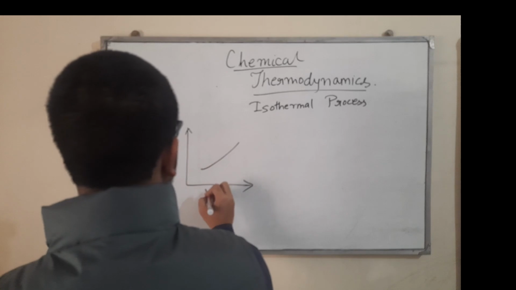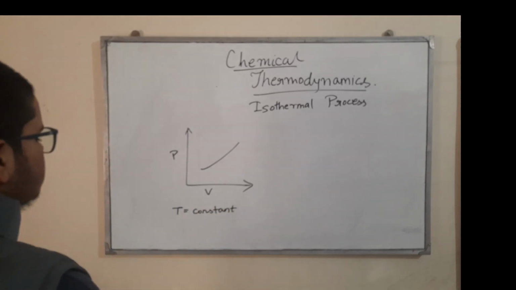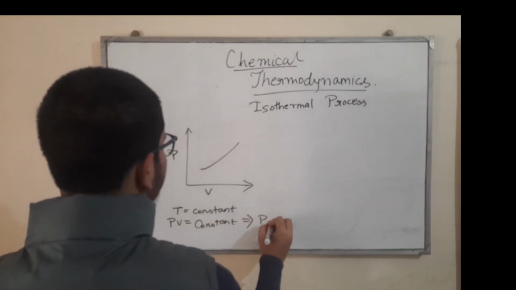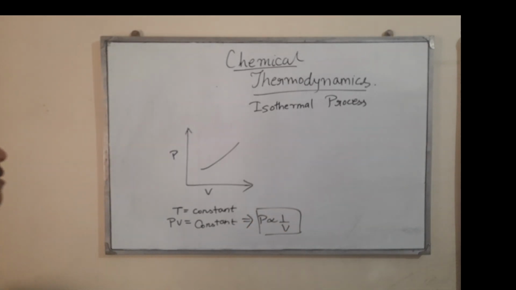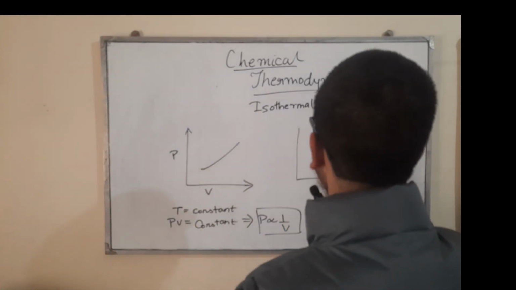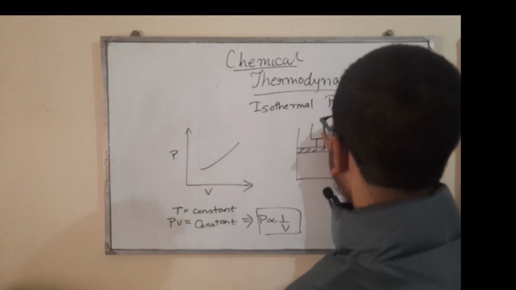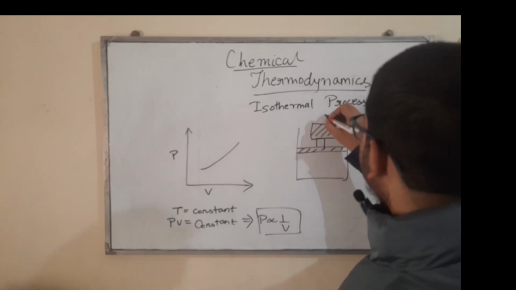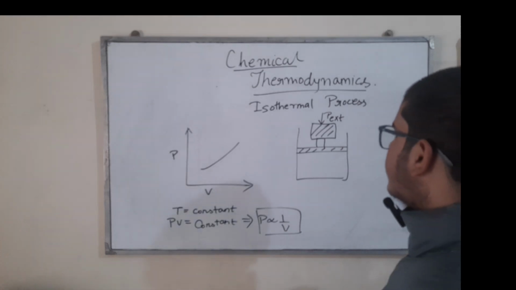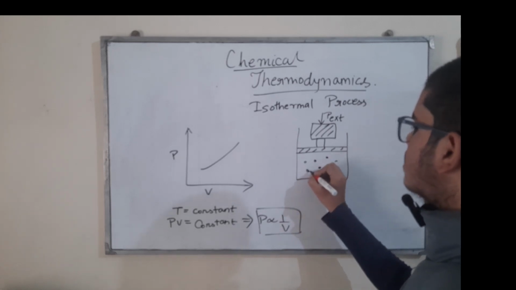So if we take the PV curve, according to Boyle's law, when temperature is constant for a gas, PV is constant. That is, P is directly proportional to 1 by V. Just Boyle's law, nothing new. So, if I take this example with a piston and I place a brick over this, so external pressure increases, this is P external. This pressure is pushing it down and it will continue down. These gas molecules are inside here, taking an ideal gas.